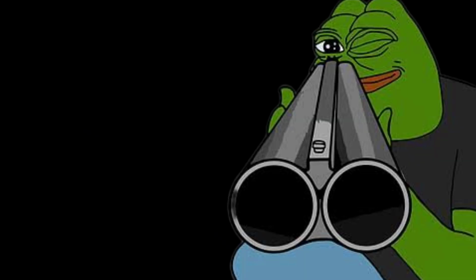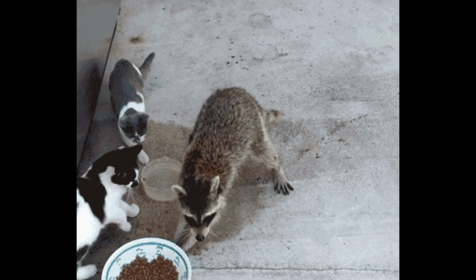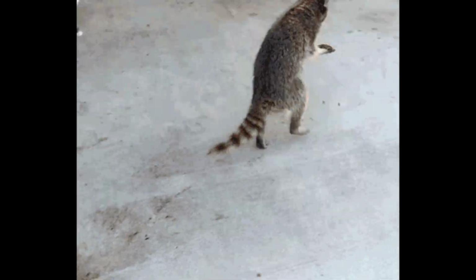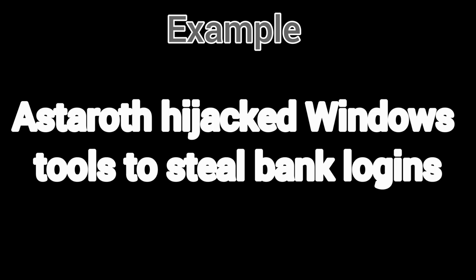Fileless malware, the invisible assassin. How it attacks: runs in your computer's memory, not as a file. Uses trusted tools like PowerShell to steal data or mine crypto. Leaves no trace. Why it's scary: bypasses 90% of traditional antivirus. Example: Astaroth, hijacked Windows tools to steal bank logins.